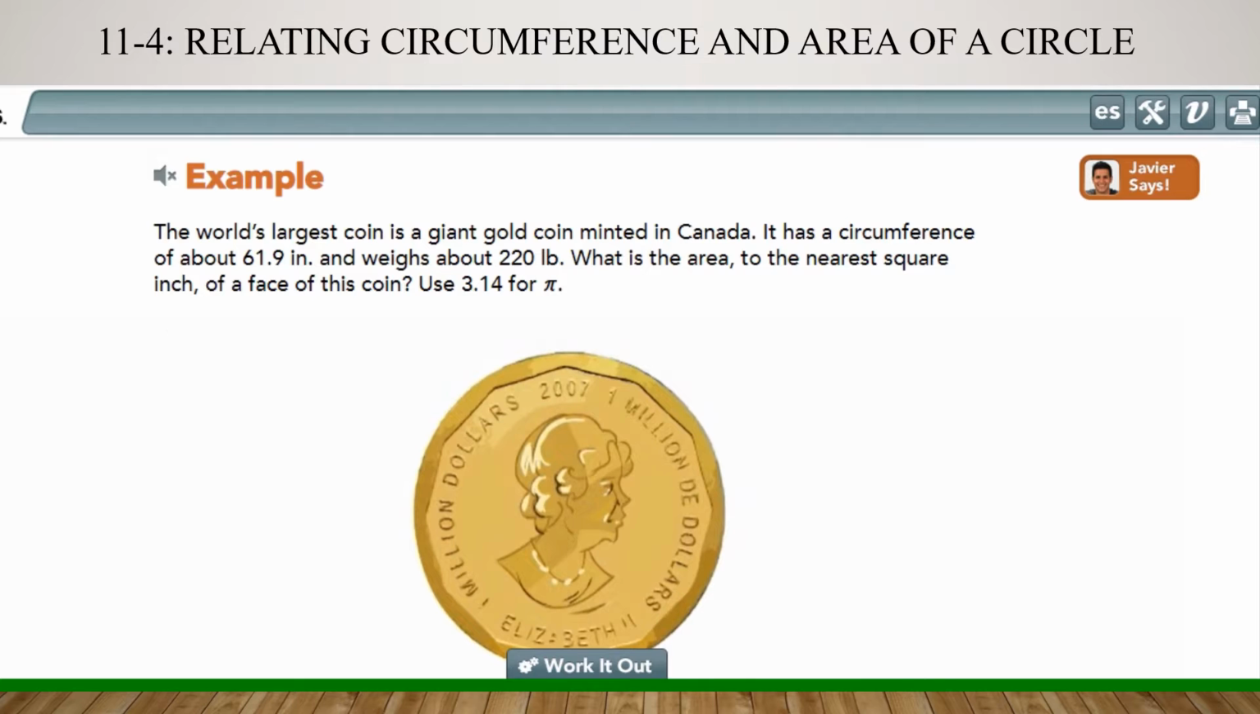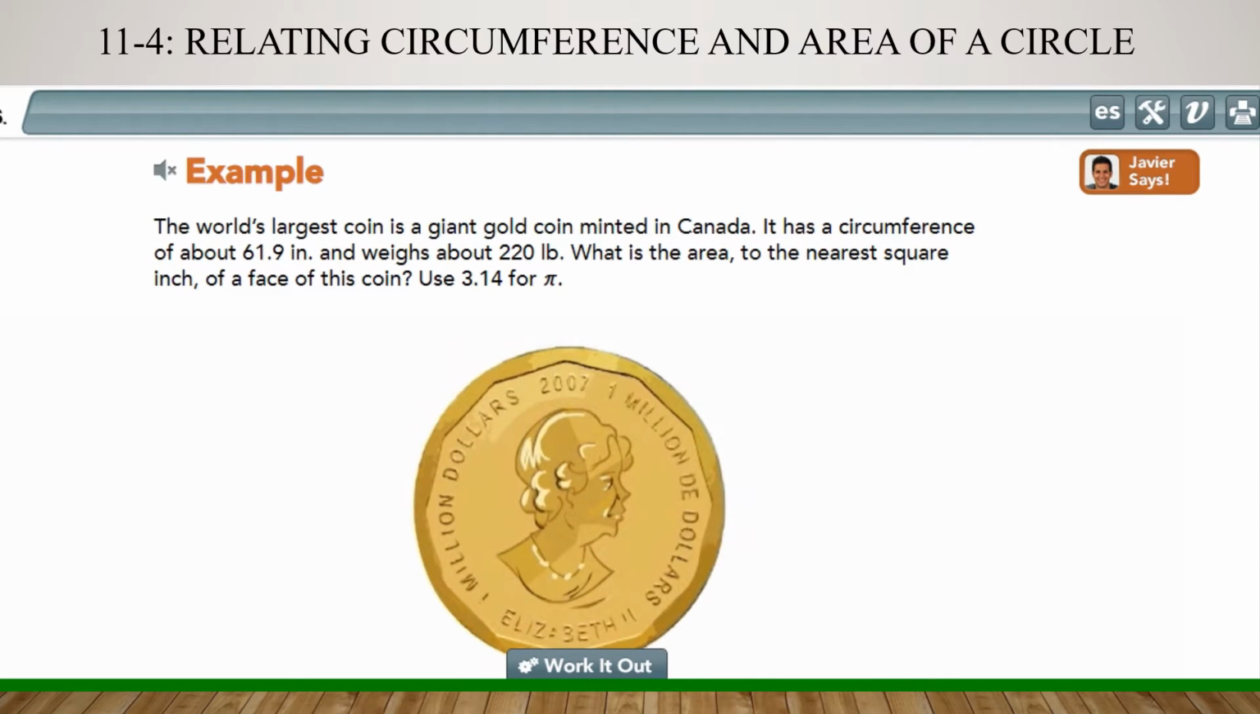The world's largest coin is a giant gold coin minted in Canada. It has a circumference of about 61 9/10 inches and weighs about 220 pounds. What is the area to the nearest square inch of the face of this coin? Use 3.14 for pi.